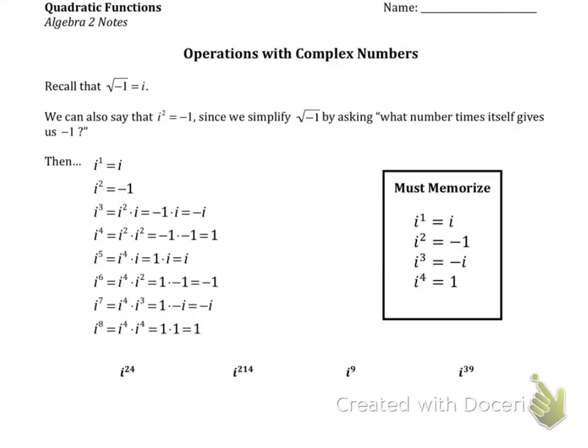Operations with complex numbers. Okay, so we've talked about how the square root of -1 is i. So then we can also say that if we took i squared, it equals -1.